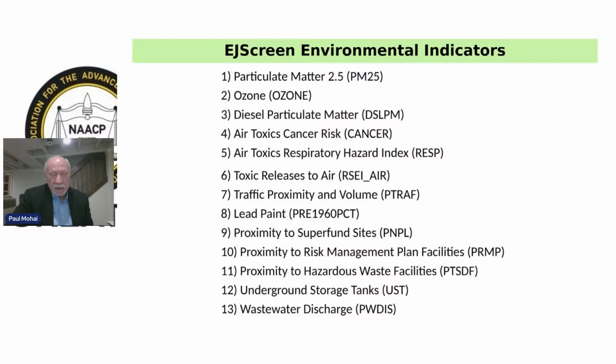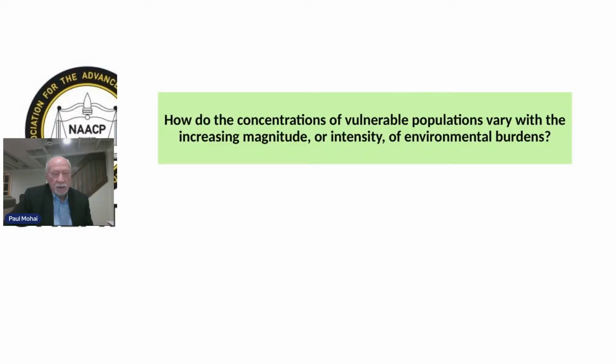So one of the first things that we did was we looked at how each of those 13 indicators are distributed, and then we wanted to see how the concentration of vulnerable populations changed as the concentration or magnitude, the intensity of those environmental burdens increased.